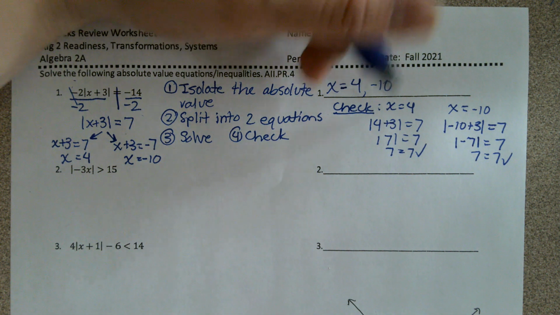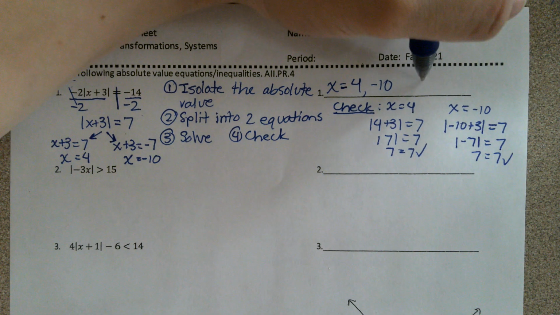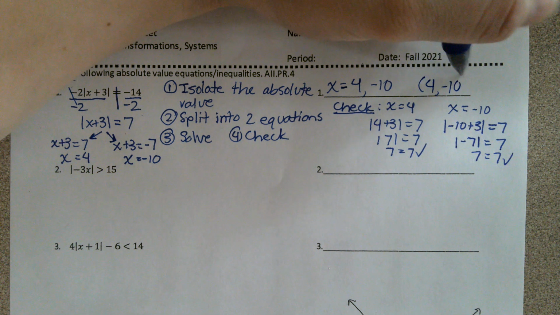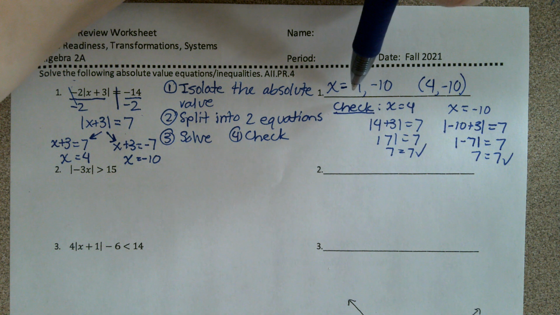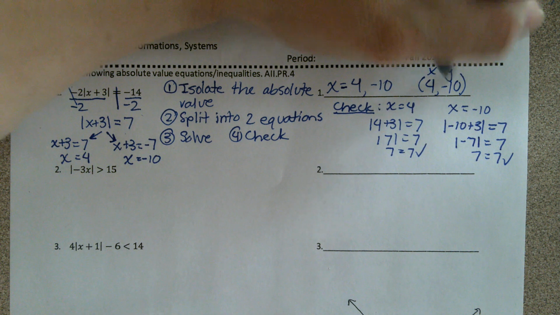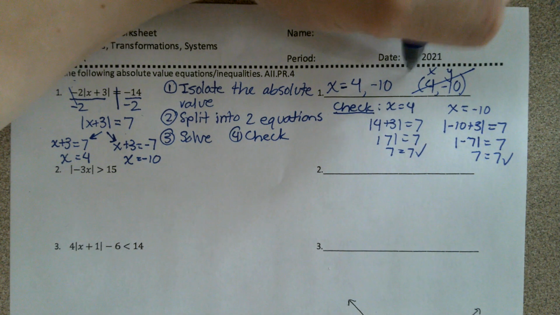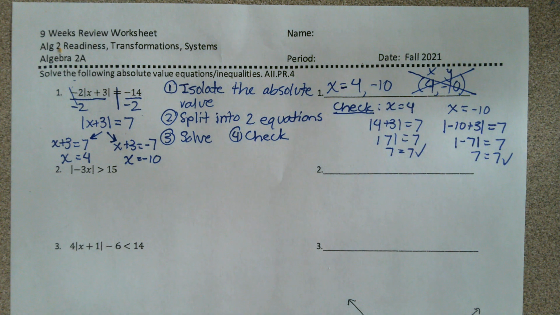Write your answers as a comma separated list. One thing I don't want to see is you writing it as a point. This is not the same thing as this. This is a point (x, y) that you graph on the plane. So we don't do that. And that's it.